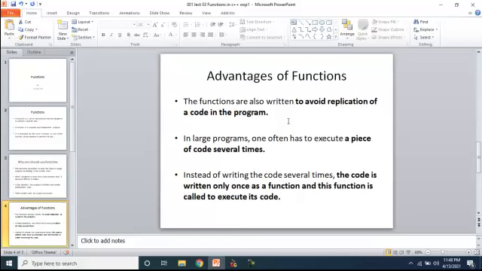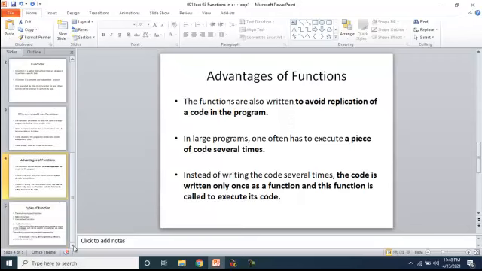He wants to do addition 5 more times. So what he does is he will have to call this addition function again and again. Function is basically providing us this facility that we can execute that function several times, right? Similarly, instead of writing the code several times, the code is written only once as a function, and this function is called to execute its code again and again.